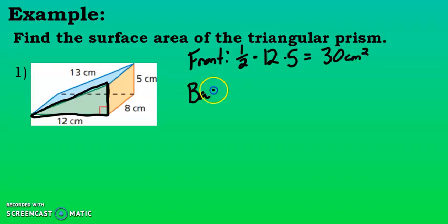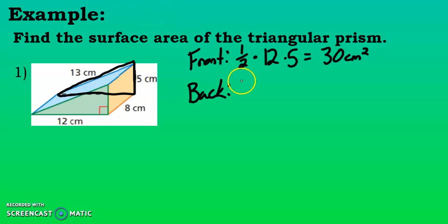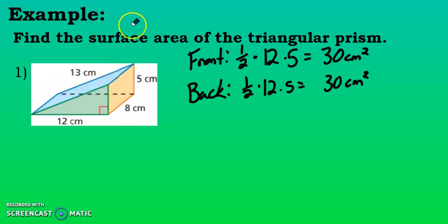Now we're going to do the back side, and the reason I'm doing the back next is because it's the exact same as the front. Okay, it is also a triangle. It also has a base of 12 and a height of 5. So half times 12 times 5, and that equals 30 centimeters squared. Okay, so that's it for the bases, the triangles. The triangles are done. Okay, when you have a triangular prism, you're only going to have 2 triangles that you find. The rest of them are going to be rectangles.